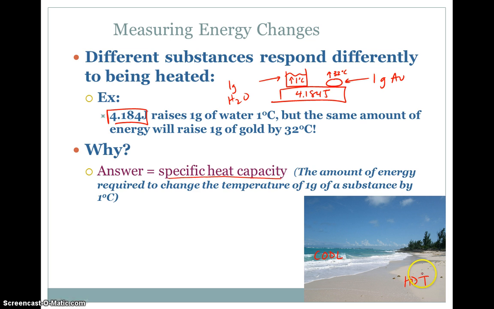Both these things are being heated by the sun all day, but because the water needs more energy to heat up than the sand, the water's temperature is not going to heat up as much, while the sand is going to get really, really hot. It's because water needs 4.184 joules to increase its temperature, where sand only needs 0.19 joules.